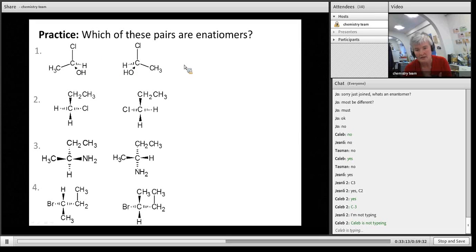Okay. Caleb, the same thing for you. It looks as though you're typing if your cursor is active in that chat box.